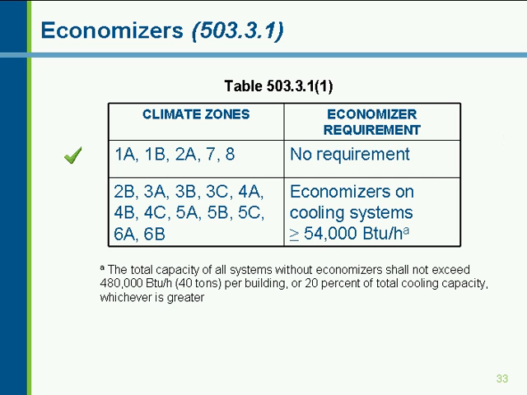And there's also this footnote A: you can't have more than 480,000 BTUs per hour of small equipment, less than 54,000, that's exempt from the economizer requirement. So that's 40 tons. You can't have a big building with more than 40 tons of small equipment that's exempt, or 20% of the total cooling capacity, whichever is greater. So if you had a very, very large building and 20% was more than 40 tons, then you could exempt up to 20% from the economizer if those systems were less than 54,000 BTUs per hour.